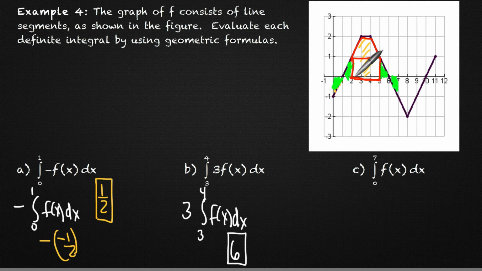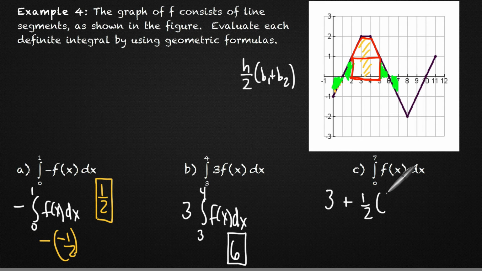So the area of the rectangle is going to go from 2 to 5. That's going to be 3 times 1, which is 3. And then if you remember the area of a trapezoid, it's going to be the height over 2 times the sum of the two bases. So the height of the trapezoid is going to be 1, and the bottom base is 3, and the upper base is going to be 1. So that's going to be 4 divided by 2, which is 2, plus 3, which is 5.